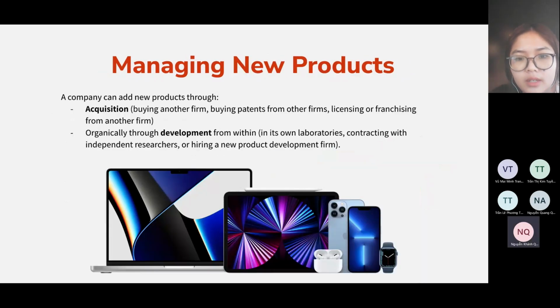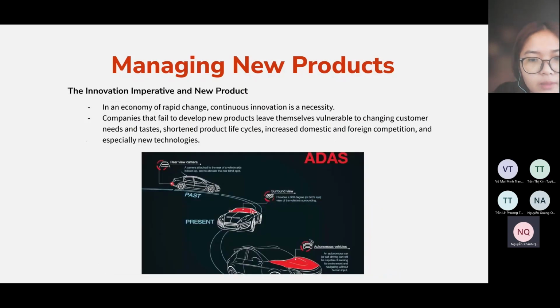The next part is managing new products. A company can add new products through several ways. For example, acquisition, they may buy another firm, patents from other firms, licensing or franchising from another organization, or organically through development from within its own laboratories, contracting with independent researchers, or hiring a new product development firm. So next, please.